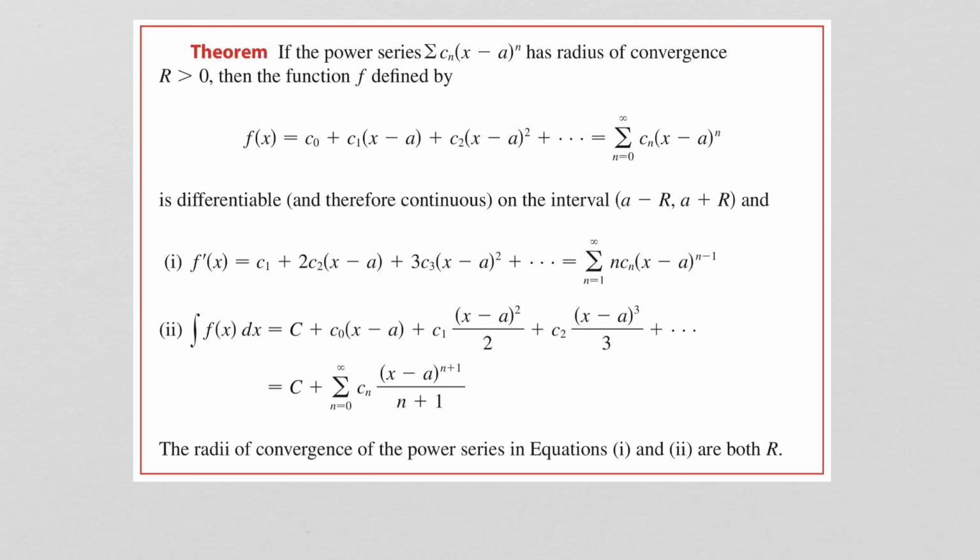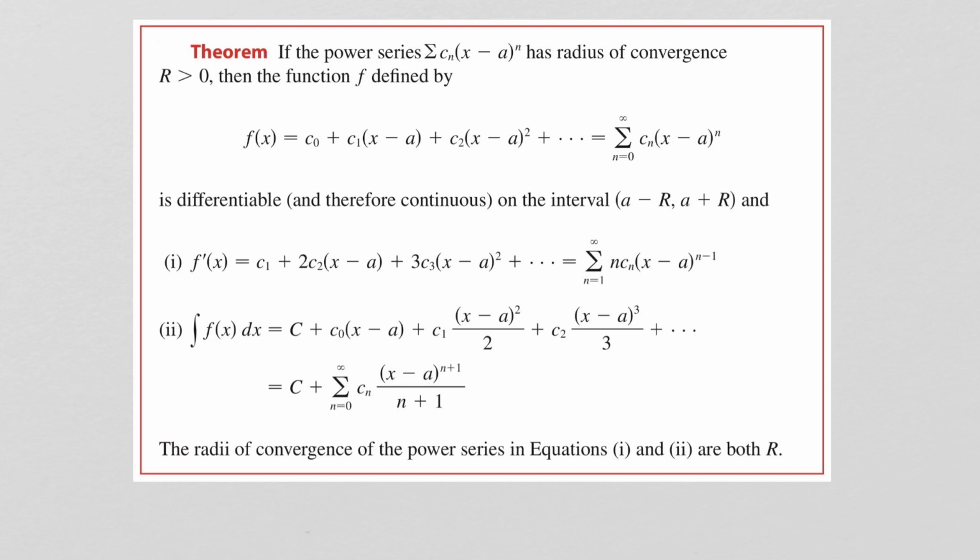Now let's shift our focus to a theorem. This theorem tells us that if we have a power series that has a radius of convergence r that is positive, then the function defined by that power series is differentiable and also continuous on the same interval. And we can get the power series for the derivative of the function by taking the derivative of each term. And we can get the antiderivative of the function represented by the power series by taking the antiderivative of each term of the power series.